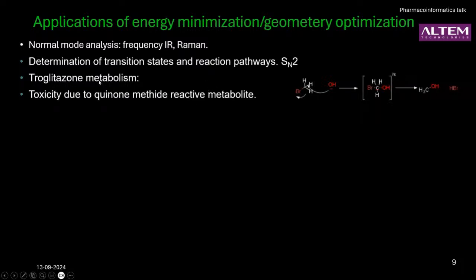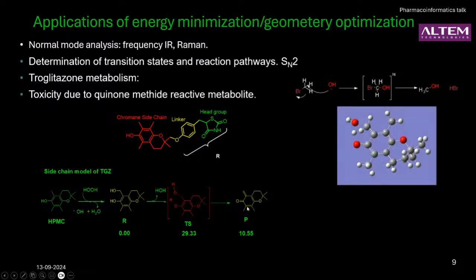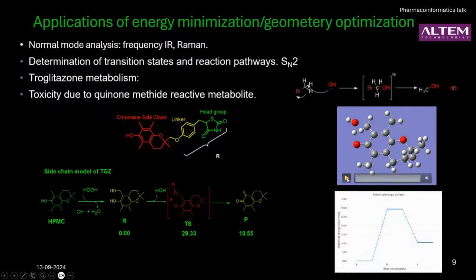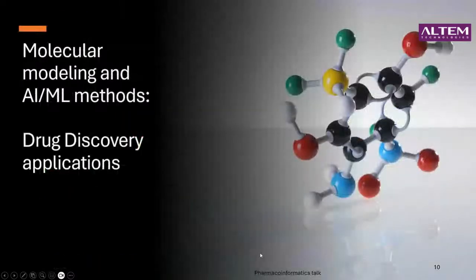Earlier, we studied the metabolism of troglitazone and tried to explain which of the functional groups in the molecule lead to toxicity. We identified some unique metabolic pathways that lead to the formation of quinone methides and explain the toxicity of this molecule. And this is one of the transition states that leads to the formation of the quinone methide reactive metabolite in this drug. This work was published a long time ago. Interested people can go into the details.